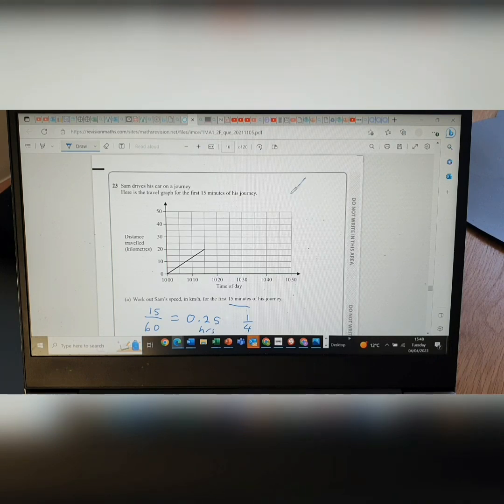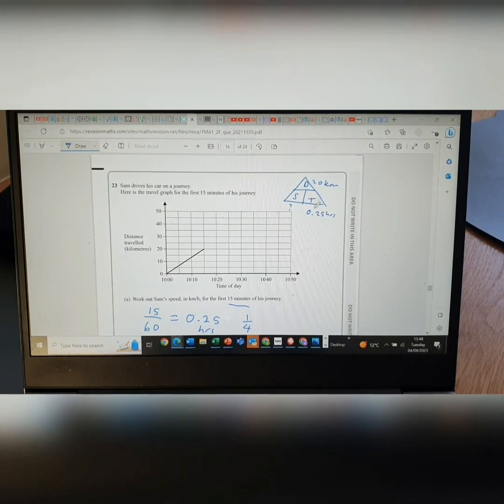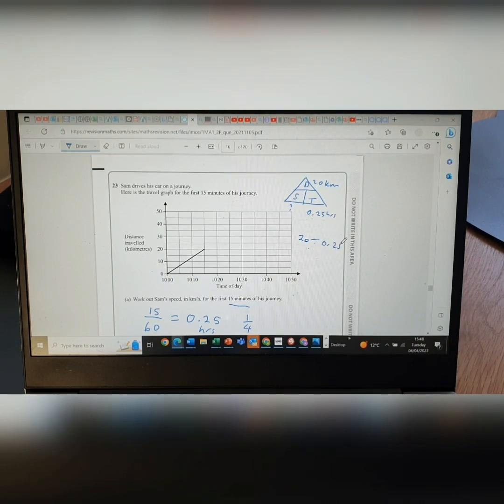I'm just going to draw the distance, speed, time triangle. So we don't know the speed. We've got the distance, which is 20 kilometers, and we've got the time, which is 0.25 hours. So to work out the speed, you need to do distance divided by time. So 20 divided by 0.25.